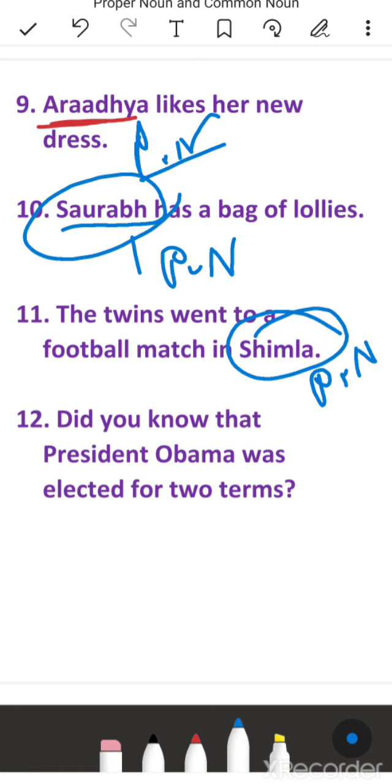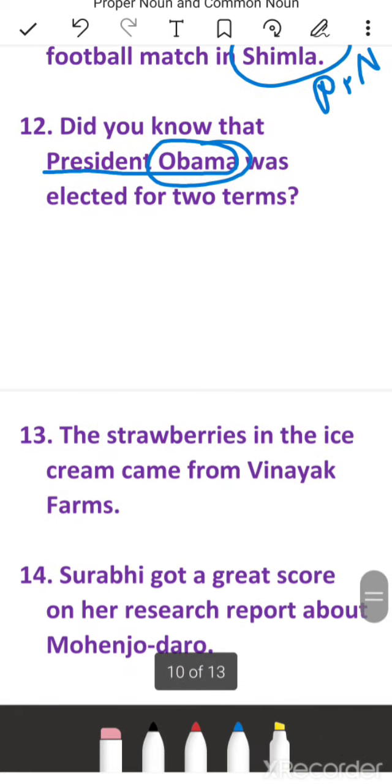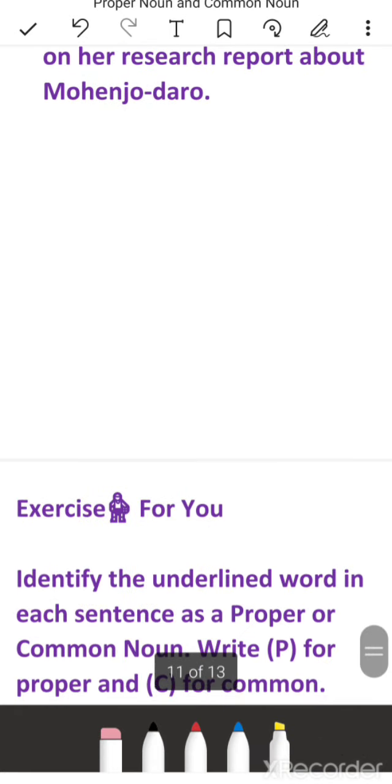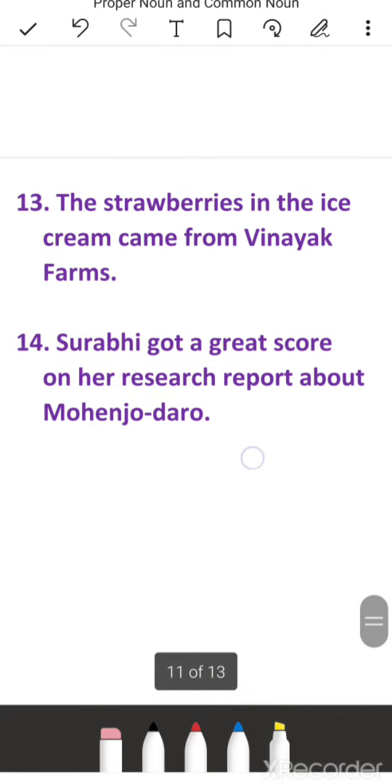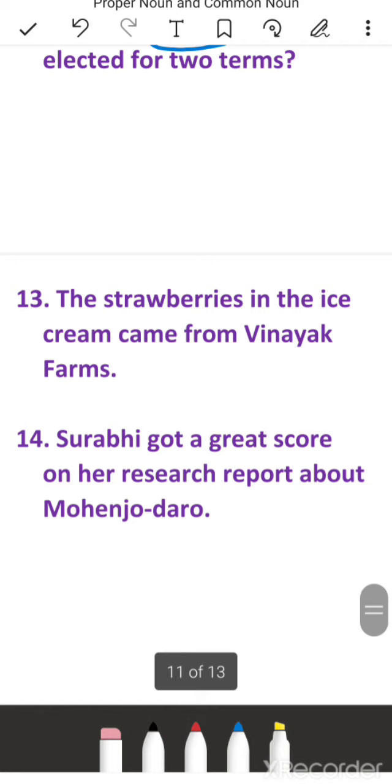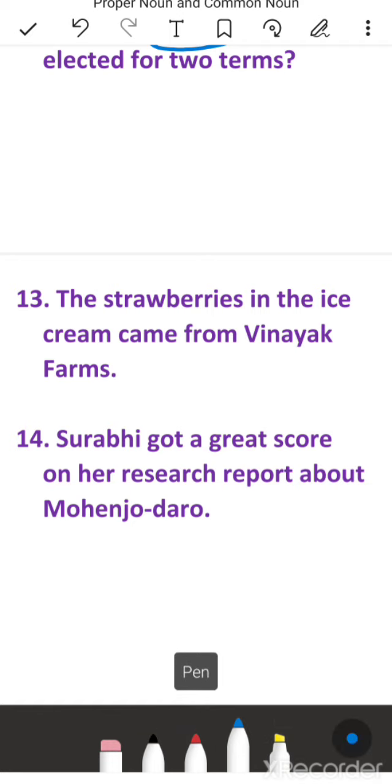Did you know that President Obama was elected for 2 terms? So President Obama is the name of America's previous president. Okay, so that's also a proper noun. Got it? I hope I am coming across clearly to you, and the things are getting clear. You are able to understand. Next we have the strawberries. We don't know which strawberry you are talking about, so strawberry means any strawberry. So it's a common noun. Got it?